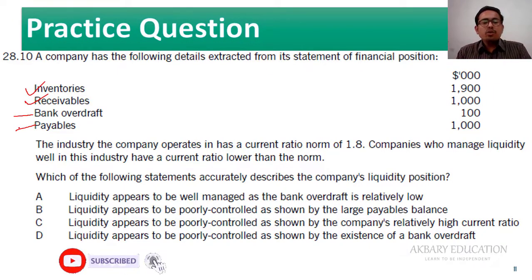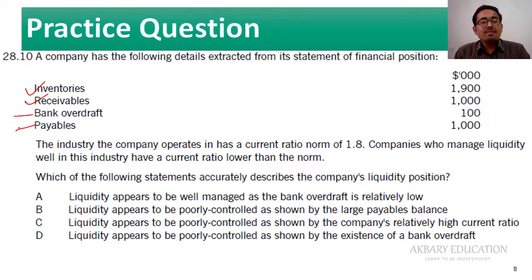Let's continue. Which of the following statements accurately describes the company's liquidity position? We have four options. A. Liquidity appears to be well managed as the bank overdraft is relatively low. B. Liquidity appears to be poorly controlled as shown by the large payables balance. C. Liquidity appears to be poorly controlled as shown by the company's relatively high current ratio. D. Liquidity appears to be poorly controlled as shown by the existence of a bank overdraft. I recommend you pause the video, work on that, calculate, think, and choose your option. I will go ahead.